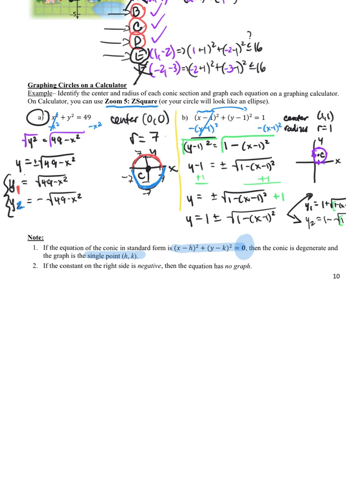But what happens if the radius is negative? Can you have a negative radius? No, because the radius represents a distance, right? So if you work out a problem where you're getting an equation maybe from general form into standard form, and you end up getting a radius that is negative, that's not possible, because the radius represents a distance. So there is no graph of such an equation on the Cartesian plane.